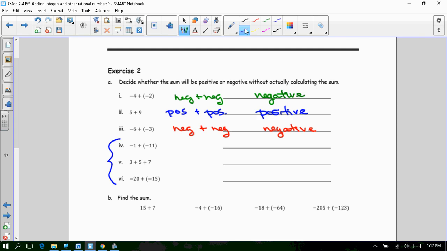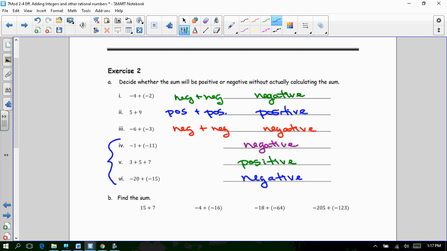All right, so the 4th one, did you get a negative answer? Right, a negative plus a negative gives me a more negative. That 5th one, I gave you 3 numbers. They're all positive. So what kind of answer should I get? Yep, I better get a positive answer. And then the last one, what kind of answer should I get? Negative plus a negative? I should have an even more negative answer.